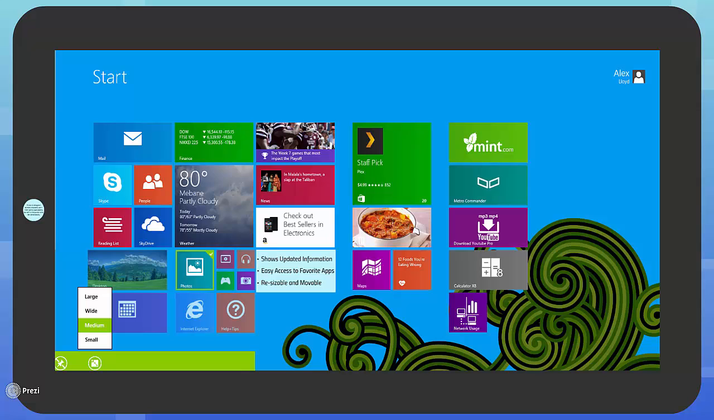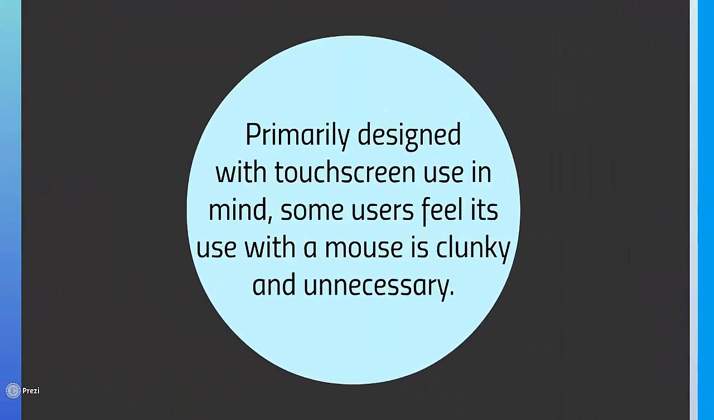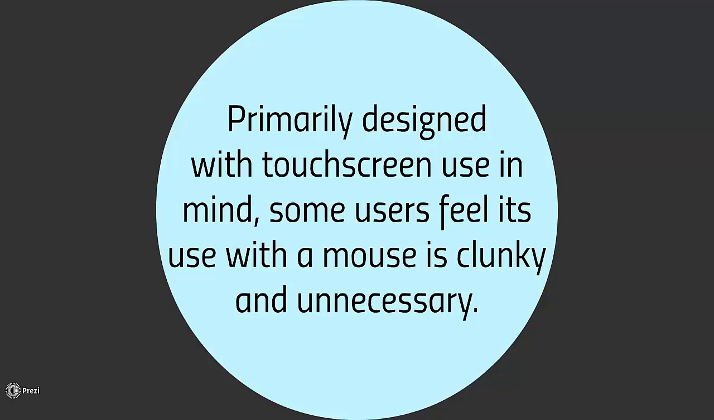This may be considered one of the biggest problems with Windows 8, this full screen start menu. The biggest problem people have with it is that the interface is primarily designed for touchscreen use, so some users might feel that it's clunky or unnecessary to use with a standard mouse and keyboard layout.